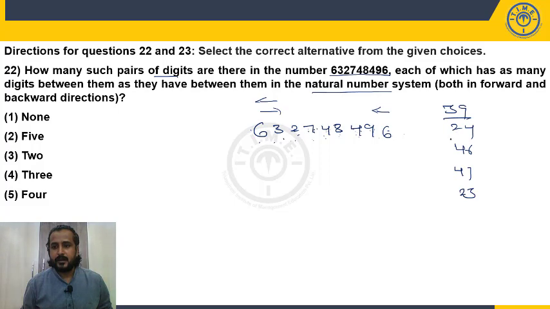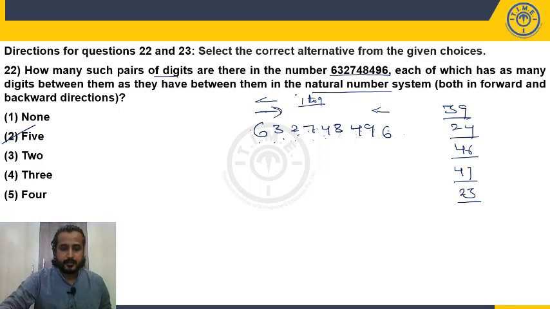So how many pairs are there? 5 pairs. There are 5 such pairs. So choice 2 is my answer. I need to check in both forward and backward directions. I need to check 1 to 9 digits. I need to compare with the 1 to 9 digits. Okay. Fine. So choice 2.